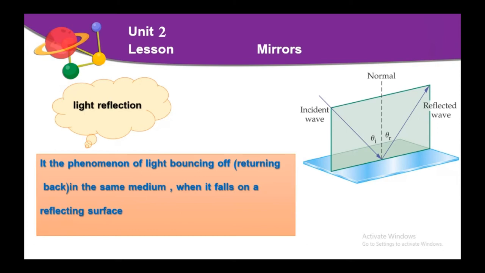So we can define light reflection as bouncing. What is the meaning of bouncing? Returning back of light in the same medium. When light falls on a reflecting surface in either medium, it will return back in the same medium in this way. Okay, so we can define light reflection: it is the bouncing or returning back of light when it falls on a reflecting surface. Yes.